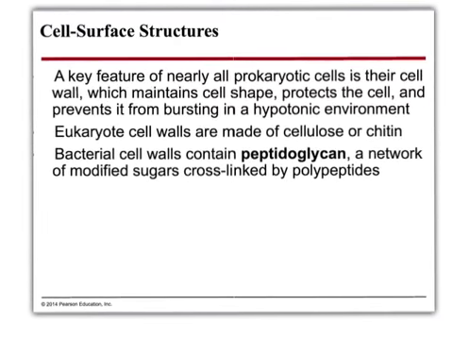So, a key feature of nearly all prokaryotic cells is their cell wall. Very few prokaryotes do not have a cell wall. It maintains your cell shape, boundaries, and protection, and also protects it from a hypotonic environment. Eukaryotic cell walls found in plants are made up of cellulose or chitin, but bacterial cell walls are made up of something else called peptidoglycan.